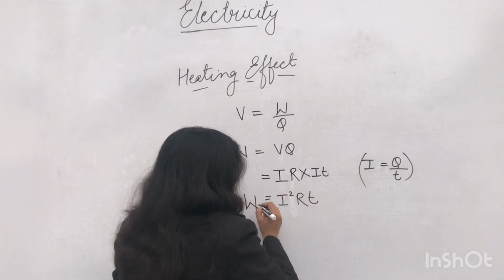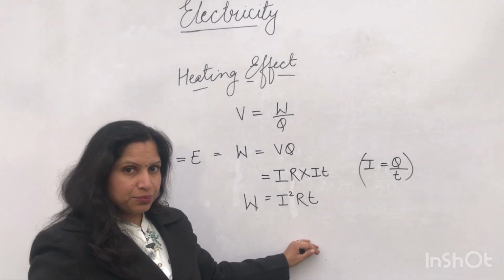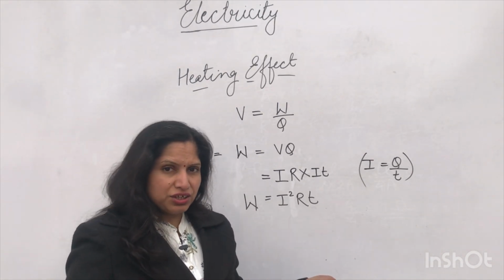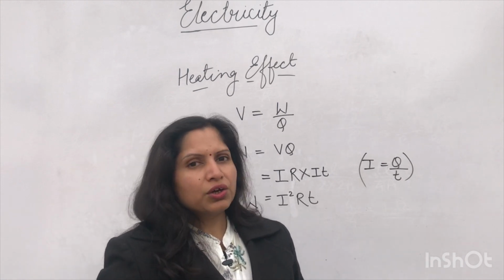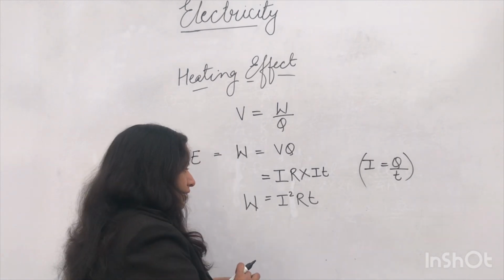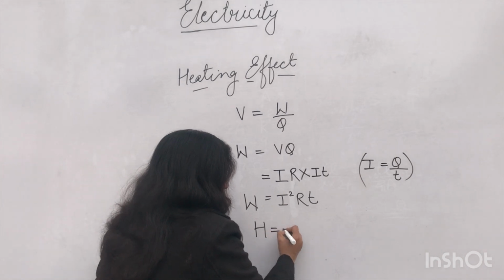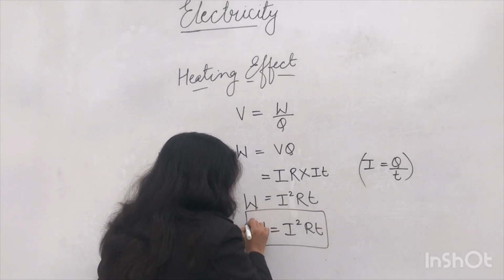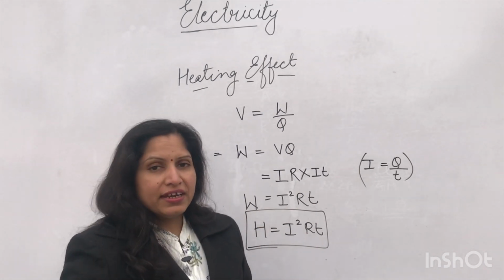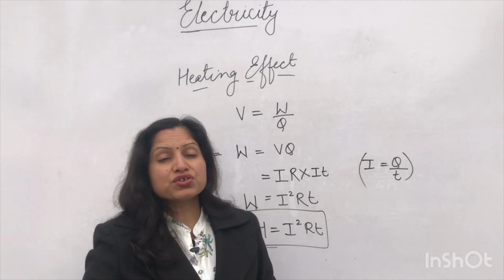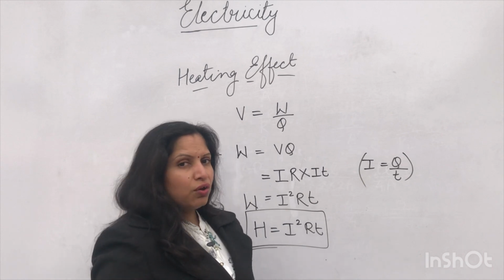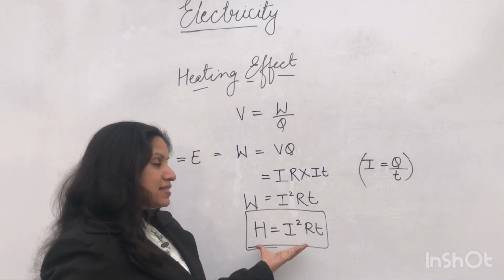So work done is also equal to I square RT. Suppose whatever work is done in transferring these charges is all converted to heat. Then the heat generated in the wire will also be equal to I square RT. This is the formula for the heating effect of electric current, also known as Joule's law of heating. Joule's law of heating is I square RT.